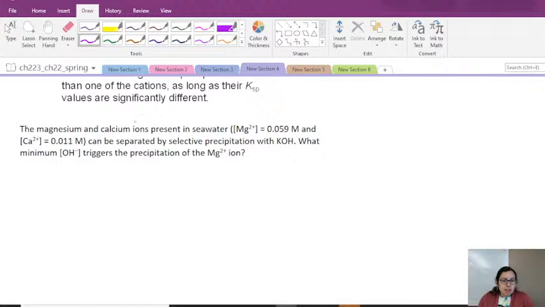So magnesium and calcium ions are present in seawater. And so there it gives you the different molarity amounts. And they can be separated by selective precipitation with potassium hydroxide. And so what minimum hydroxide concentration triggers the precipitation of the magnesium 2+ ion? So let everyone stare at this for a minute or so. Think of how you might set it up, and then we'll go over it together.